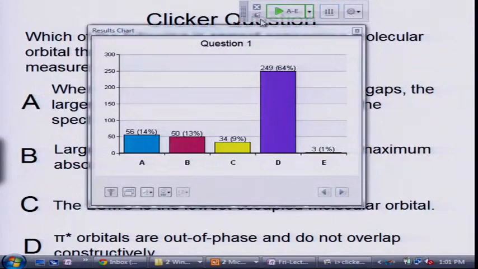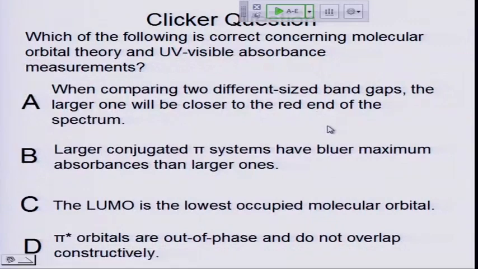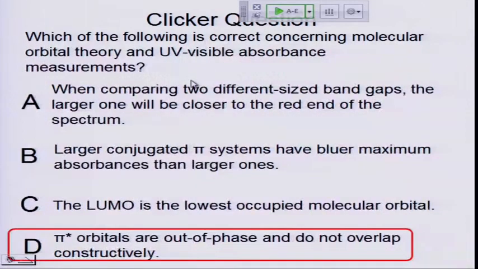Oh, look at that, only 64%. Choice D is the correct answer. Fortunately, most of you got it right. So, two different size band gaps. The larger one is closer not to the red end, but to the violet or the blue end. Larger pi conjugated systems have bluer maximum absorbances. That's also wrong. Larger ones would have red color. The LUMO is the lowest unoccupied, not occupied. And D is correct: the antibonding orbitals are out of phase and do not overlap constructively. They're destructive.